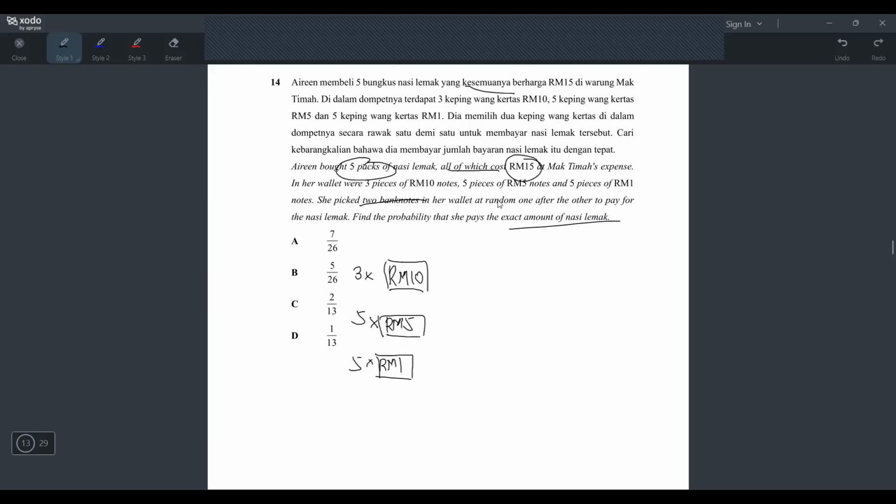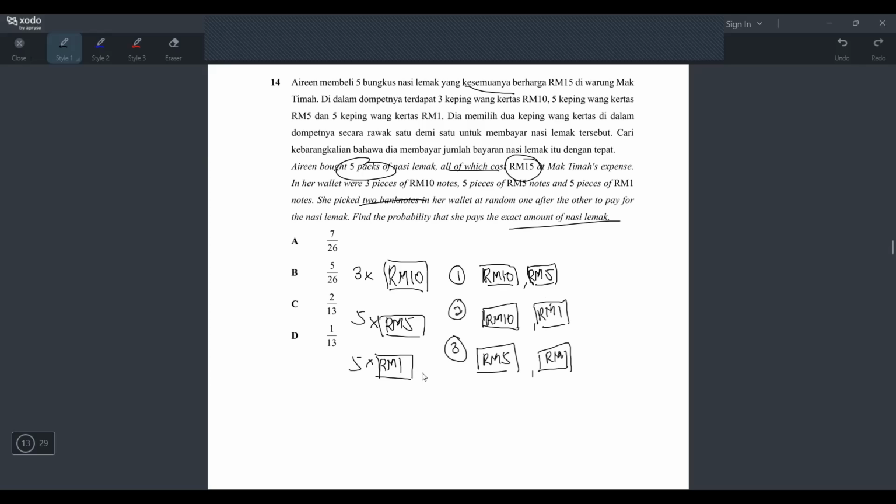So if she picked 2 banknotes in her wallet at random, what do you think all the possibilities are? She might end up with the RM10 note, with the RM5 note. This is one of the possibilities, right? Possibility number 1. Possibility number 2, if she takes 2 notes, she might end up with RM10 and RM1, right? I just write down all the possibilities. I don't care whether the sum is the exact amount. We don't care. We just write down all the possibilities. And then 10-5, 10-1. Or you might end up with RM5 with RM1.